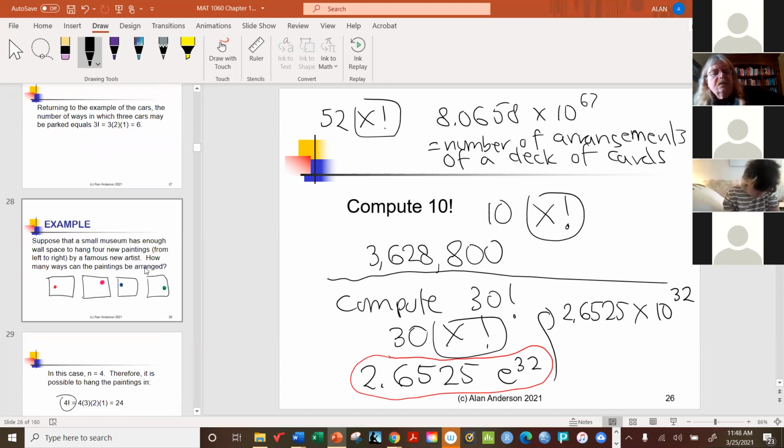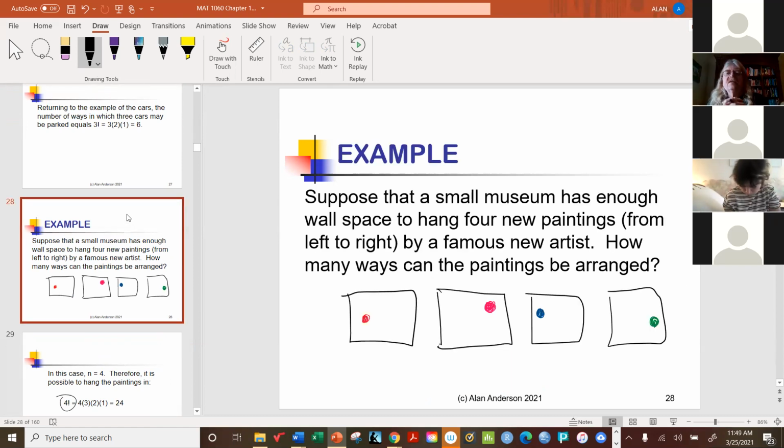All right, so let's do a quick, simple example, which I'm sure you'll have no trouble with whatsoever. A small museum has enough wall space to hang 4 new paintings by this famous new artist. Now, this artist specializes in making a canvas which is white with a single colored dot somewhere on the canvas. So this artist is now all the rage, and his or her works are selling for millions of dollars. So you decide you're so rich now that you're going to buy a complete set by this fantastic new painter. And these paintings have to be hung on your wall. How many ways can we arrange them?